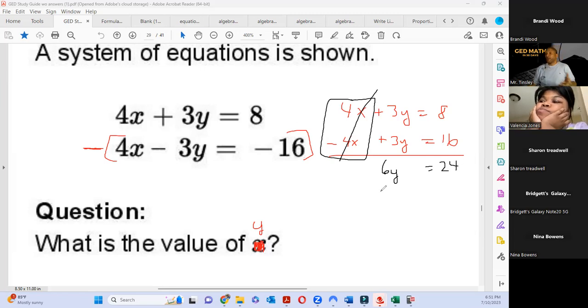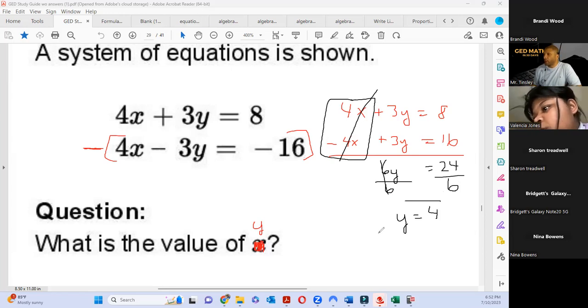In order to get y by itself, what are we doing? Divide by 6. Whatever we do on one side, we do on the other. The two 6's cancel. Y is equal to, what's 24 divided by 6? 4. So listen to what I just did. I changed this problem to solve for y. It's asking originally just to solve for x, but you have to be prepared because on the GED, they can ask you to solve for x. They could ask you to solve for y.